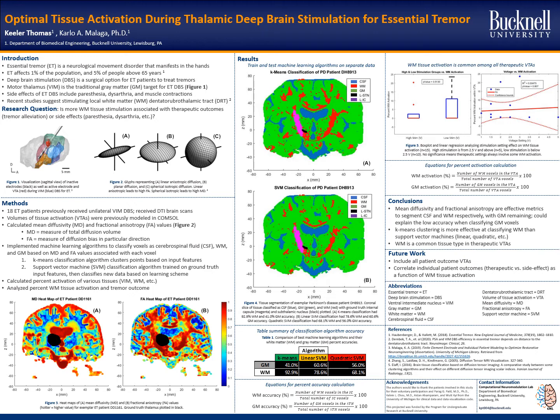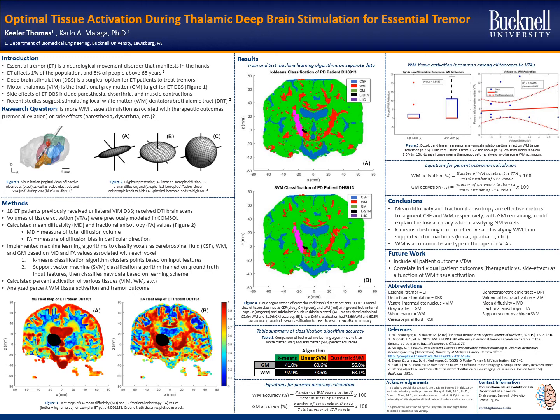Machine learning algorithms were trained on a separate dataset of Parkinson's disease patients in order to classify voxels based on their MD and FA values. The results of that classification are shown in Figure 4. Table 1 summarizes the percent accuracy of a few algorithms. For my purposes, the K-means algorithm performed best with 92.2% white matter accuracy and was used for subsequent segmentation of all 18 ET patients.